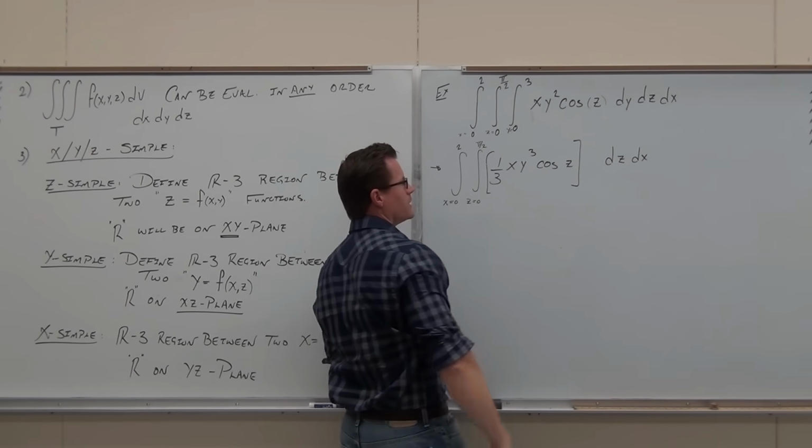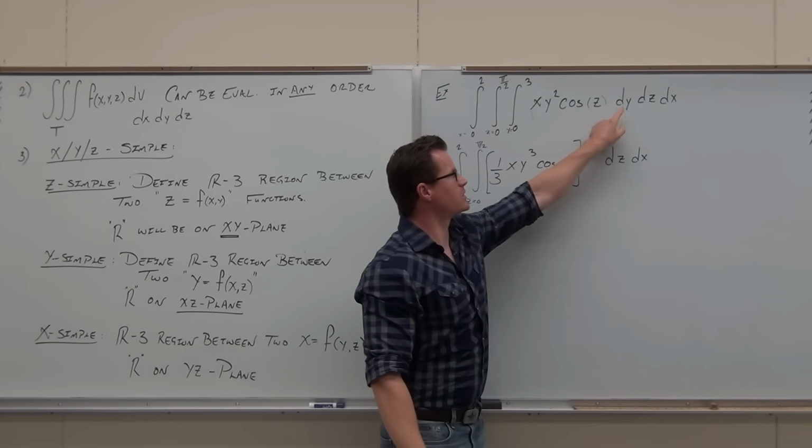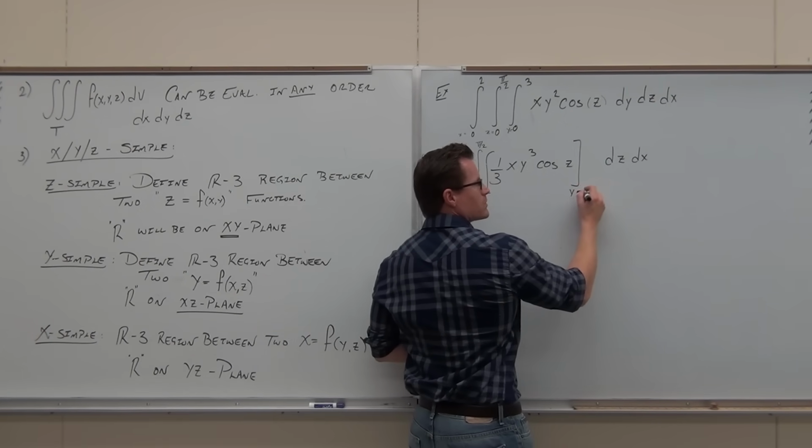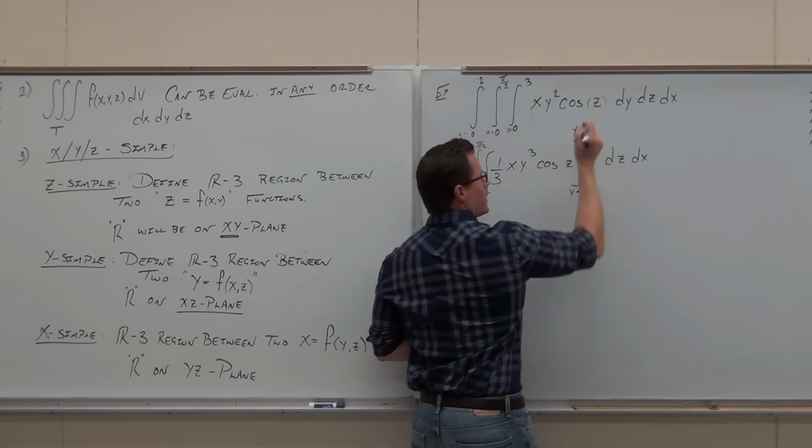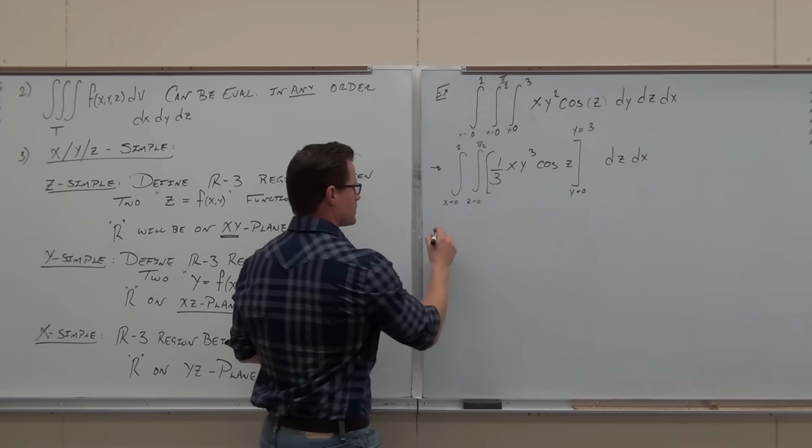What variable is getting evaluated? That's why we write this stuff. That's why we're doing this in order of y. I know y equals 0 to y equals 3. We plug in the 3 first.